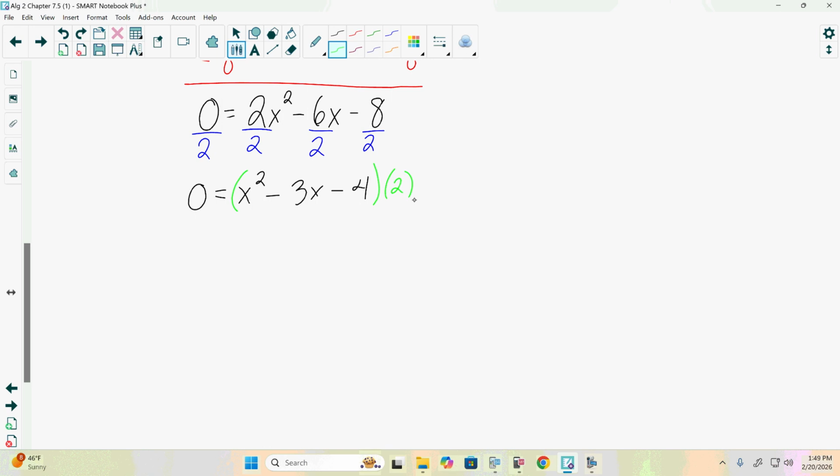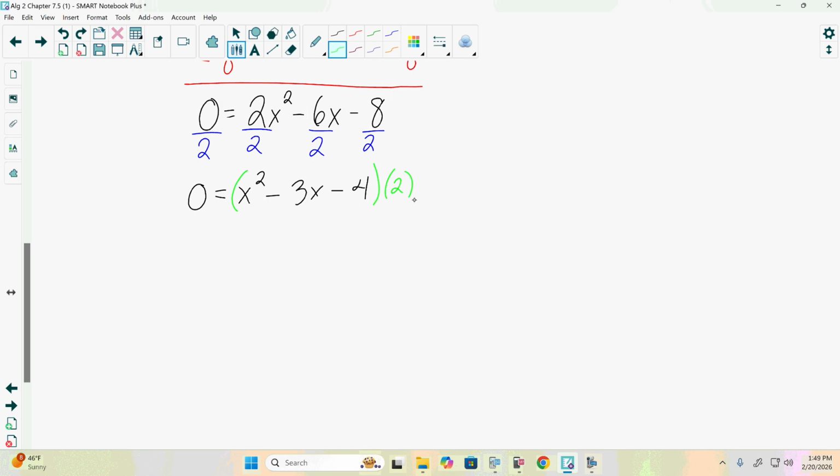What does the zero product property state? If 2 or more things are multiplied together to equal 0, one of them has to be 0, because that's the only way we can get 0 with a product. Is there any way I can make that 2 be 0? No, there's no variable next to it. It's just 2, which means the x squared minus 3x minus 4 has to be the 0 part. The 2 has no impact on that.